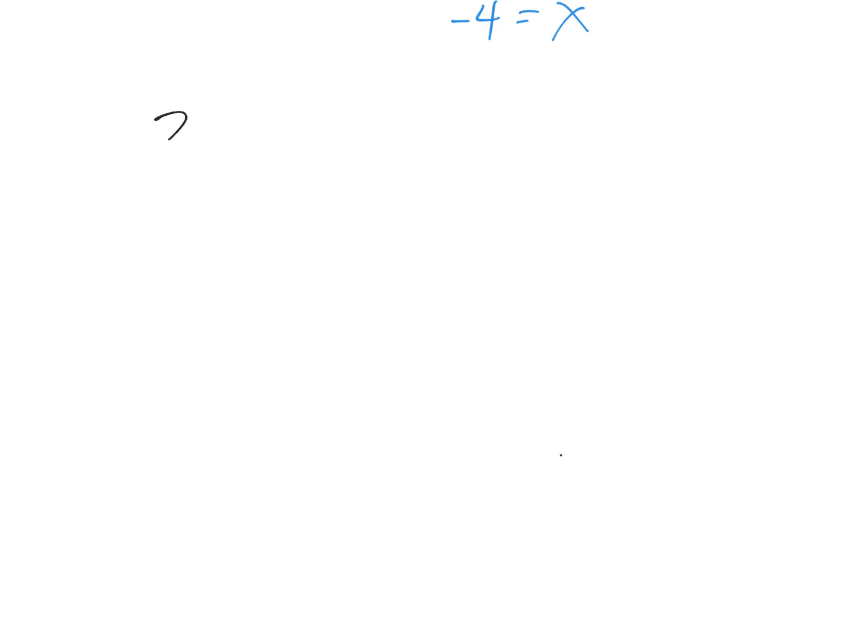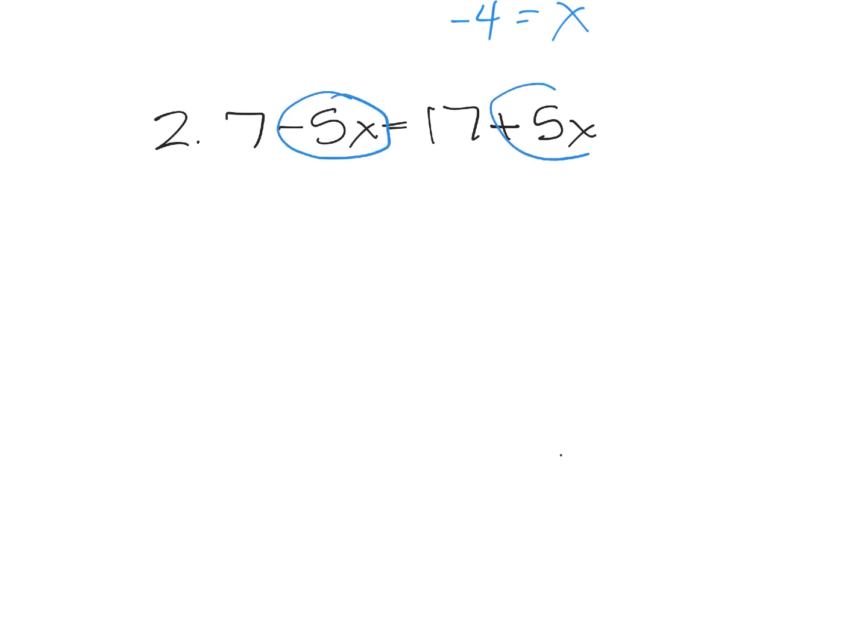Next problem, so I'm going to do problem number 2. We have 7 minus 5x equals 17 plus 5x. Actually, x, it's z, but that's okay. So I have a negative 5x and a positive 5x. It doesn't really matter which side I pull it from. I can pull this 5x over here, or I could go vice versa. It doesn't matter, but you need to pick one and decide.